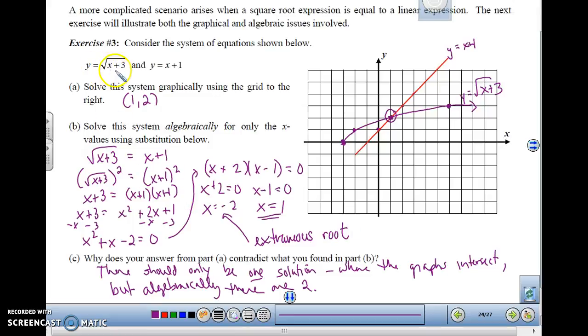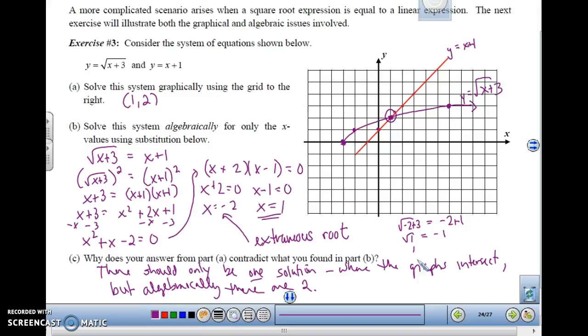If we plug x equals negative 2 into this problem, you would get the square root of negative 2 plus 3 is equal to negative 2 plus 1. You get negative 2 plus 3 is the square root of 1. Negative 2 plus 1 is equal to negative 1. Is the square root of 1 equal to negative 1? No, it's just equal to 1.